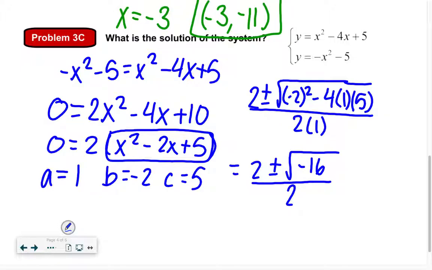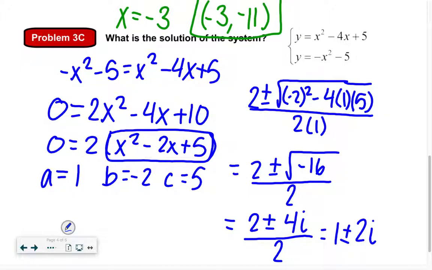So what is the square root of negative 16? 2 plus or minus i. 4 is the square root of 16, and my negative pulls out to be i. Can I simplify that? Yes: 1 plus or minus 2i. Is that the answer? That's my x value.